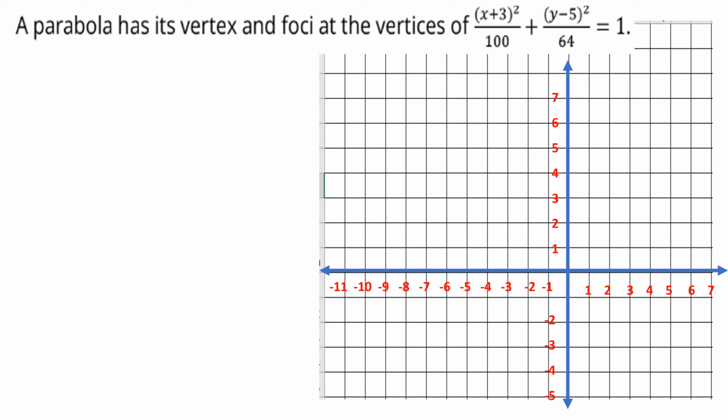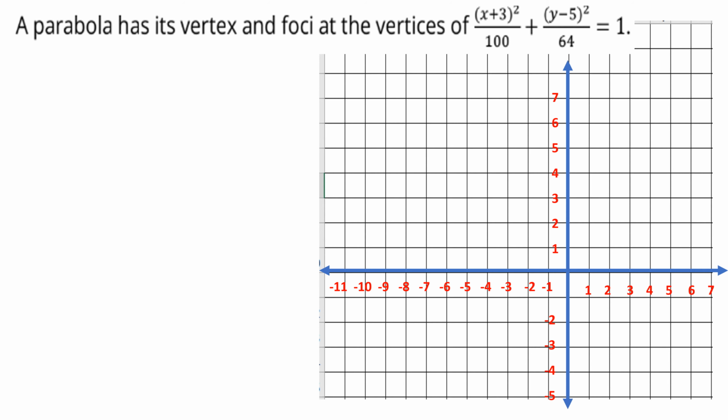Okay, let us try this last example. This time we are going to determine the equation of a parabola in its general form. So the problem is, a parabola has its vertex and foci at the vertices of (x + 3)^2 over 100 plus (y - 5)^2 over 64 is equal to 1. So again, a parabola has its vertex and foci at the vertices.